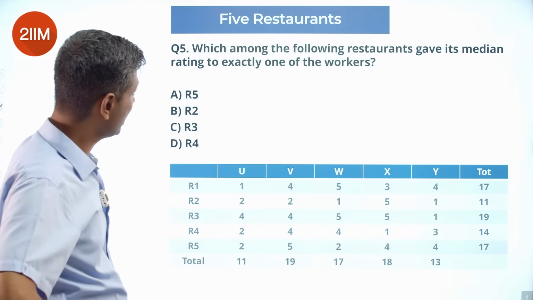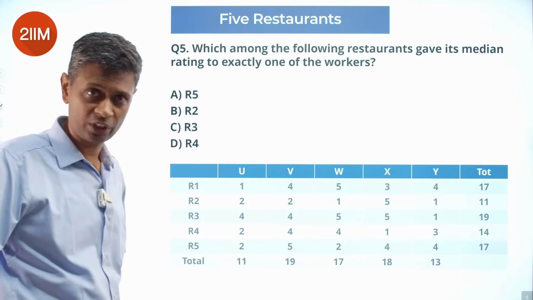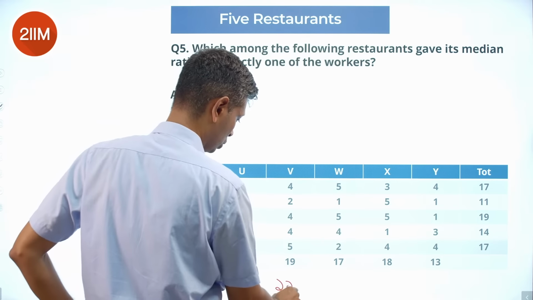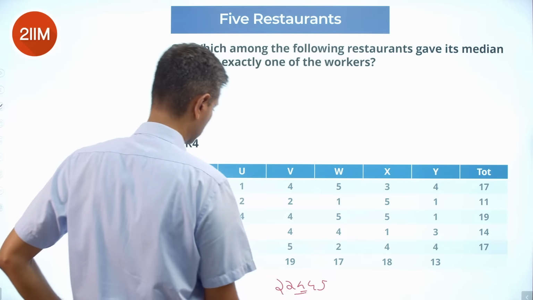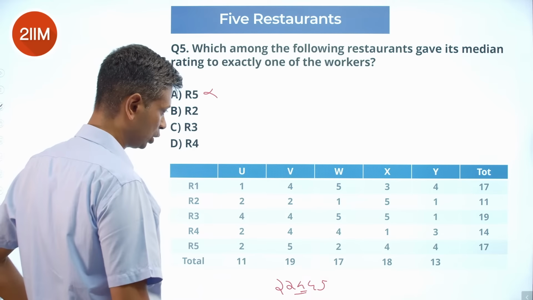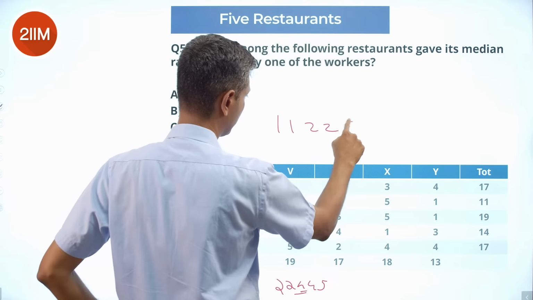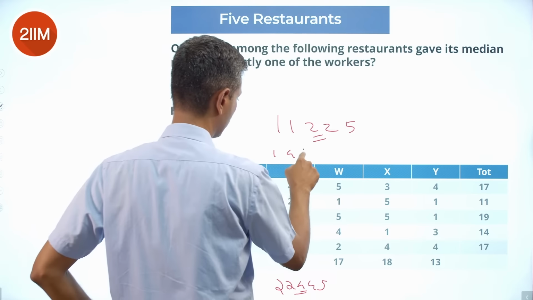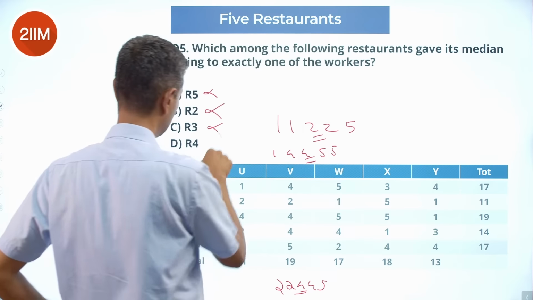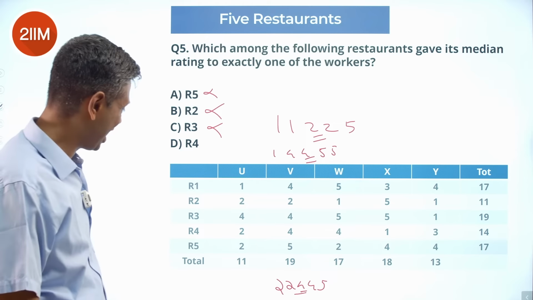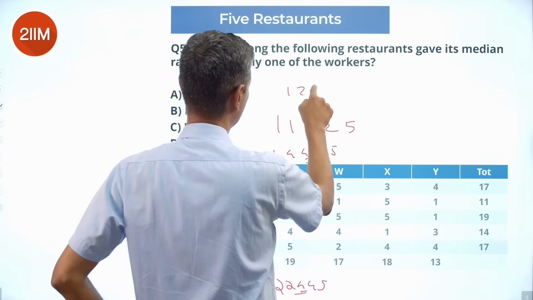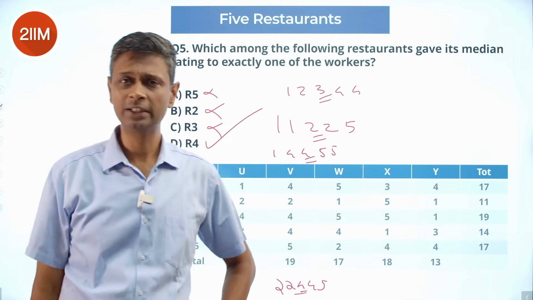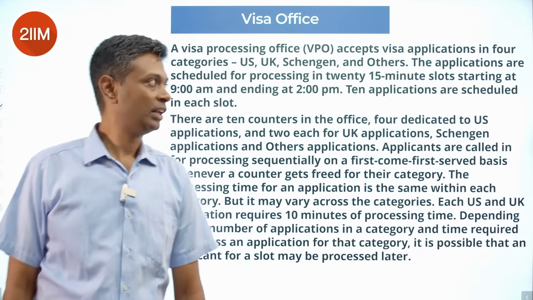Which among the following restaurants gave its median rating to exactly one of the workers? R5. R5 is given 22445, median is 4, not R5. R2 is given 11225, median is 2, not R2. R3 is given 14455, median is 4, not R3. I'm getting worried. R4 is given 1, 2, 3, 4, 4. Median is 3. The answer. Only to one person. 3, done, through. Lovely. Let's do the next one.